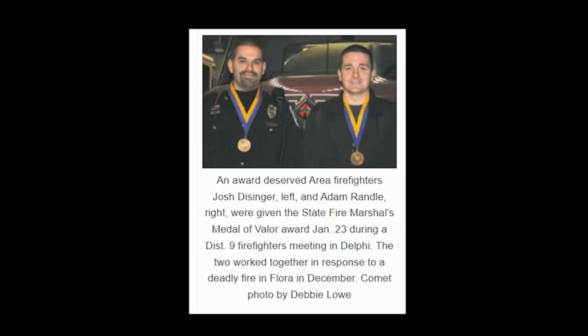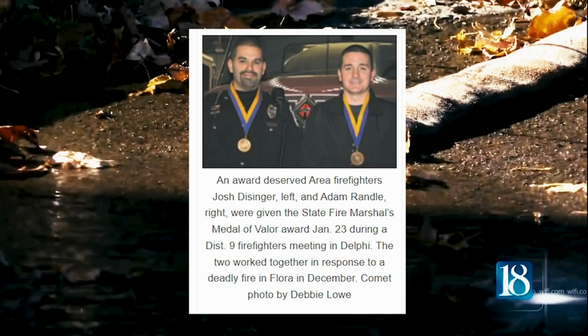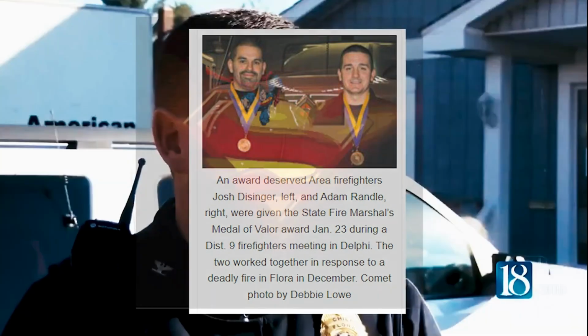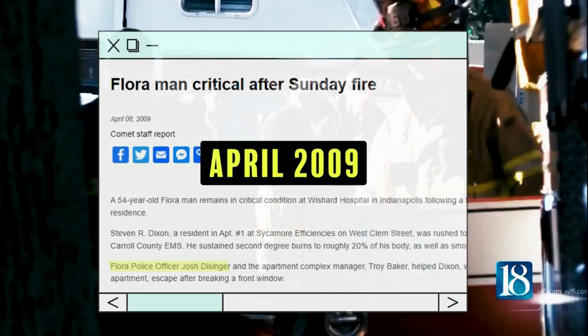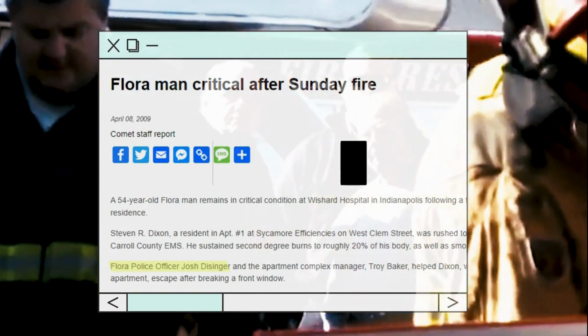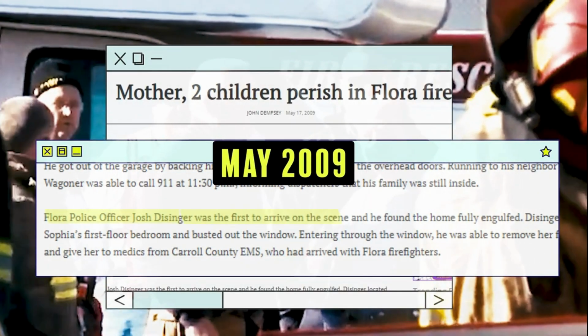Deisinger joined the police department 11 years ago. Flora Police Chief Paul Redmond says Deisinger was awarded the Medal of Valor after his heroic actions at another house fire several years ago. "Josh is kind of like our local Superman. Unfortunately, however you want to look at it, a lot of these kind of things seem to happen when Josh is working, and he always responds in a very brave and heroic manner."